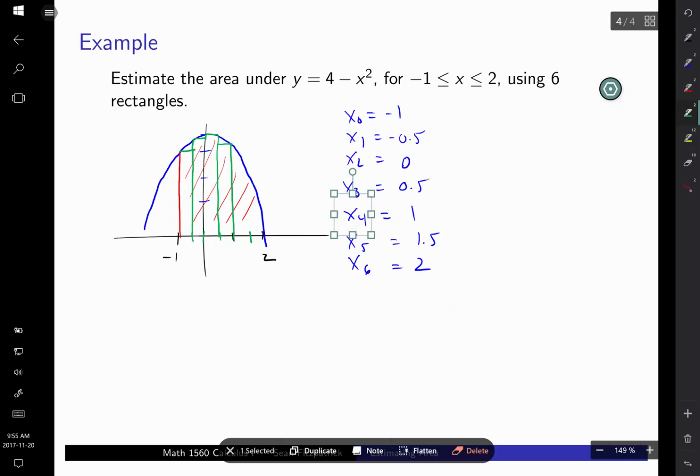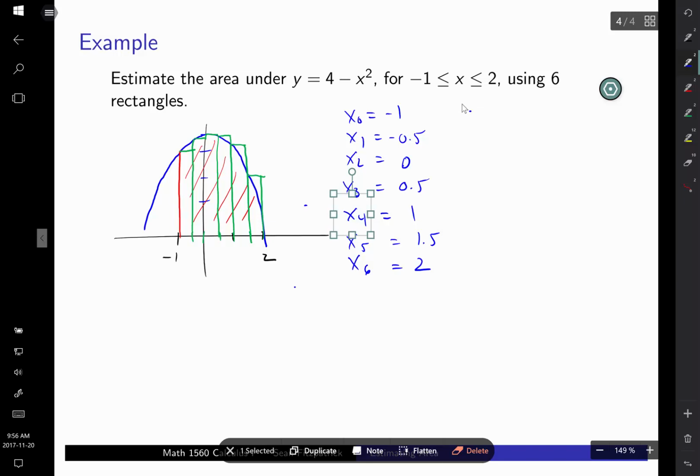Oops, I didn't use left endpoint there, did I? Left endpoint should be here. There we go. And there. Okay, all right. So we'll use left endpoints to calculate the area. I don't know what happened there. Well, let's get rid of that. I don't know how to make that go away. All right, let's not worry about it.